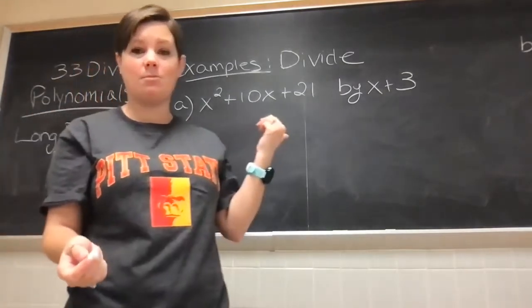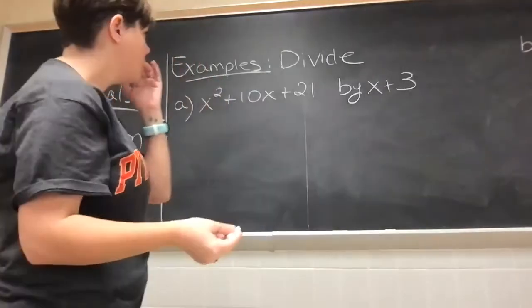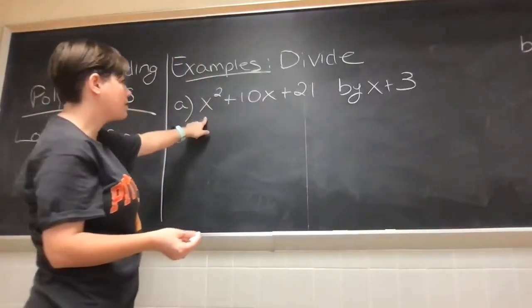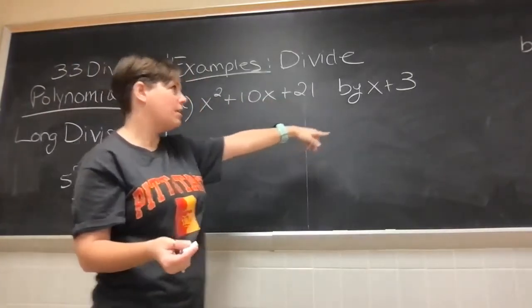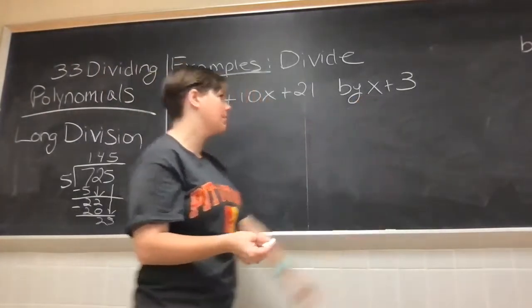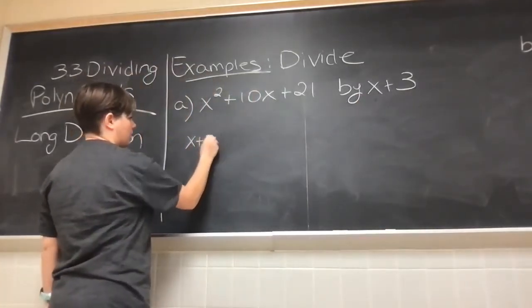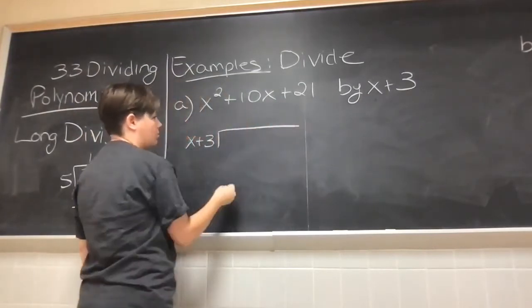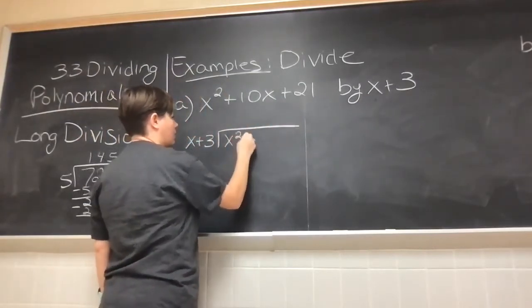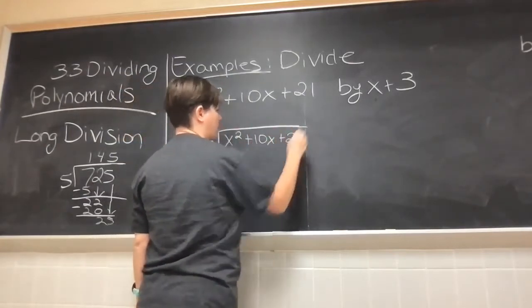You can do the exact same thing using polynomials, and it's the exact same method. So for our first one, we have x squared plus 10x plus 21, and we're going to divide that by x plus 3. That x plus 3 is what's going to come out front, so that's what we are dividing by. And this polynomial is what goes underneath, our x squared plus 10x plus 21.